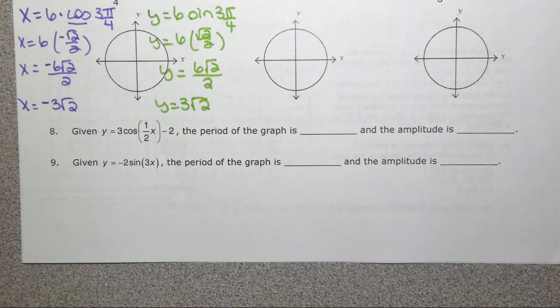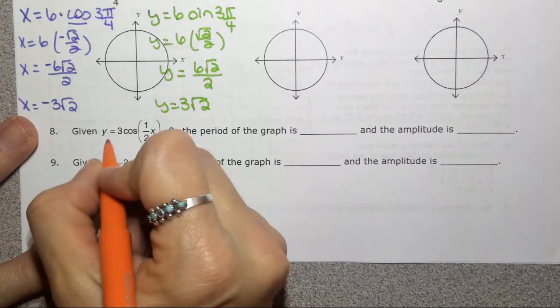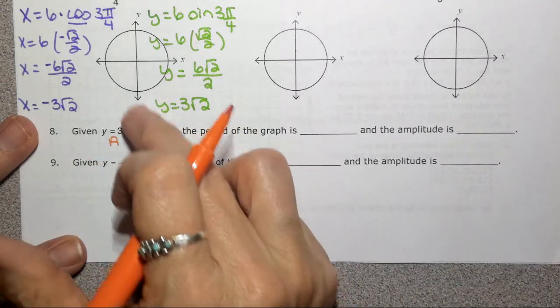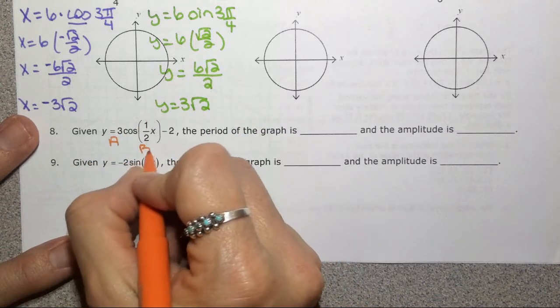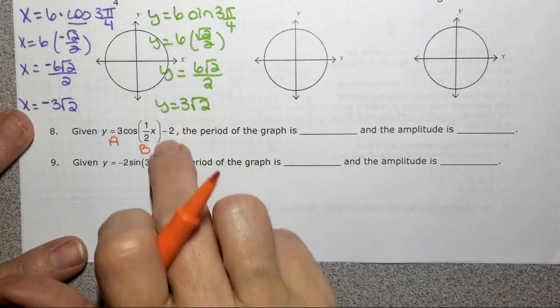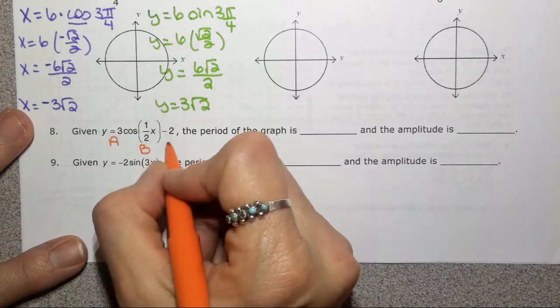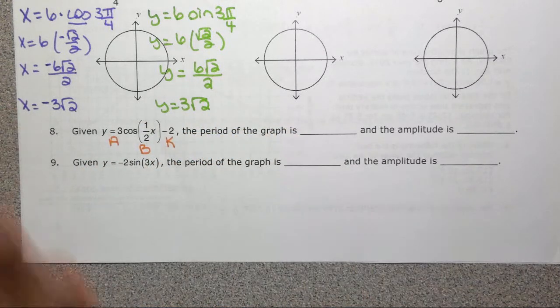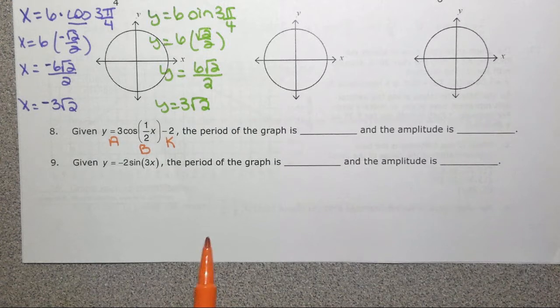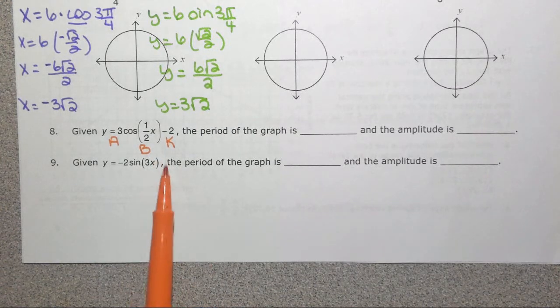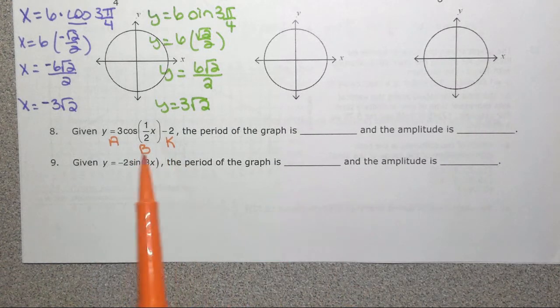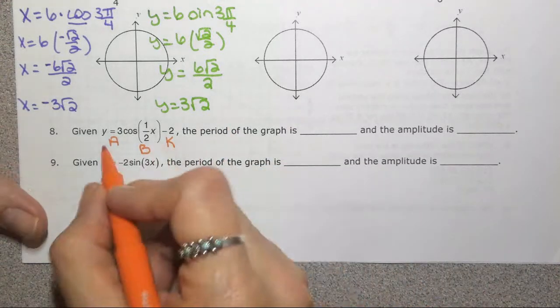So the first thing I'm going to do is label this equation on number 8. The 3 out front is your amplitude. This number touching your X right here is called your B. It's your frequency. This number out here is my K, also known as my axis of wave, and a lot of people refer to that also as the y-intercept. So they want me to find the period of this equation.